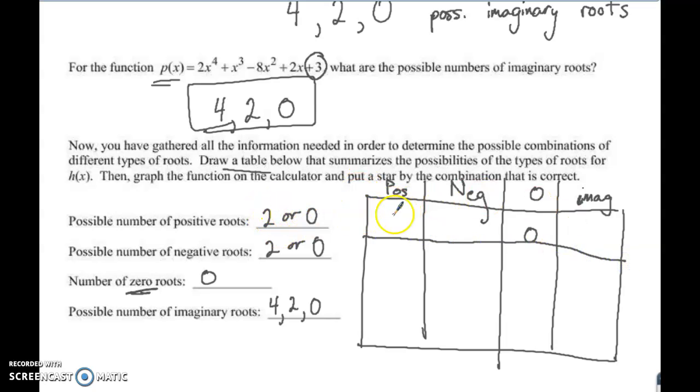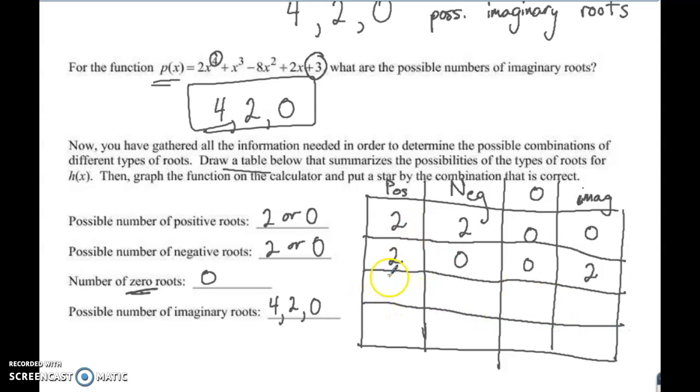Because we could have 2 positive, 2 negative. Well then, because it's a fourth degree polynomial, there's none left over to be imaginary. But it doesn't have to be like that. You could have had 2 positive, 0 negative. This one's always going to be 0, as I said. So there would be 2 imaginary. Remember, the sum has to add up to be 4.